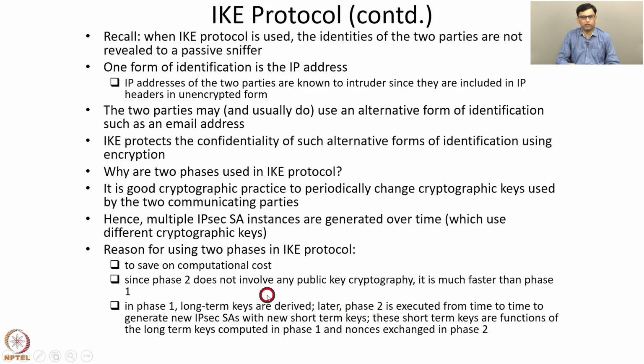In phase 1, long-term keys are generated, but these long-term keys are used very rarely. Phase 2 is executed from time to time, and each time phase 2 is executed, new session keys are derived, which are used for encryption and message integrity over the security associations. These short-term keys are functions of the long-term keys computed in phase 1 and the nonces that are exchanged in phase 2. Since they are functions of nonces, they are different for different executions of phase 2. Hence different keys are used each time phase 2 is executed.